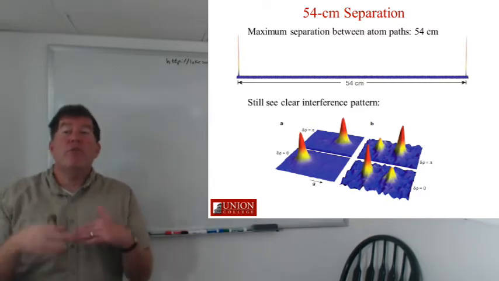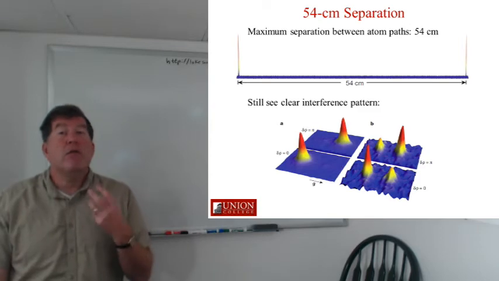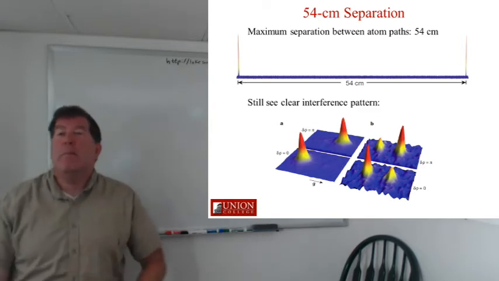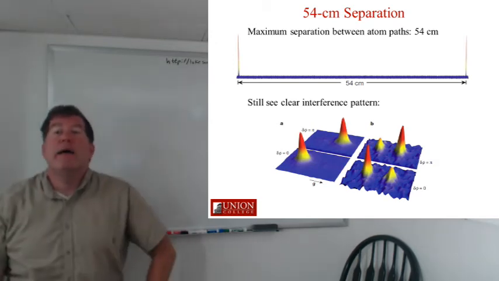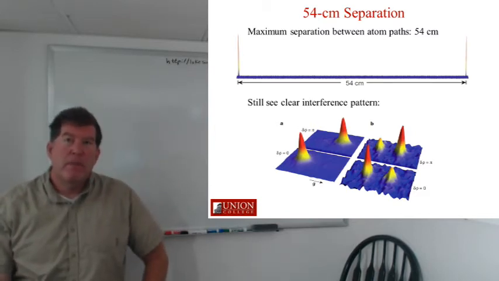And when those atoms return back to the bottom of the tower, they still see a clear signal of interference between those atoms. They see those atoms behaving like waves, even though they've been separated by half a meter, right? Their quantum wave packets were separated by an enormous distance. And so this is a really cool demonstration of the quantum nature of things.